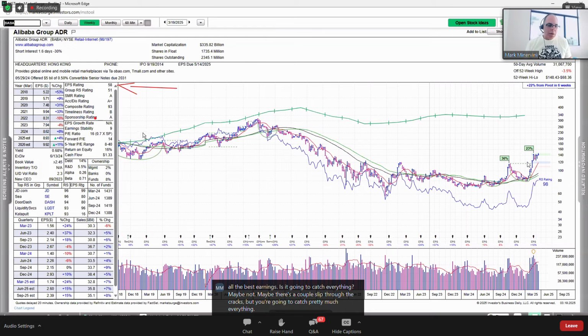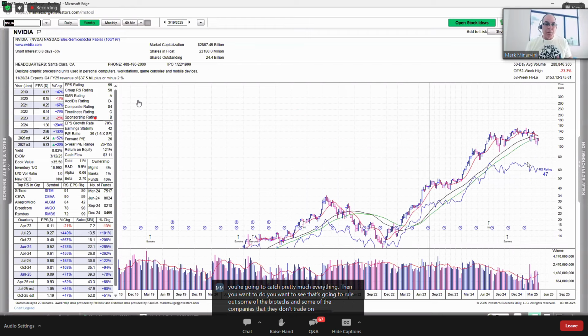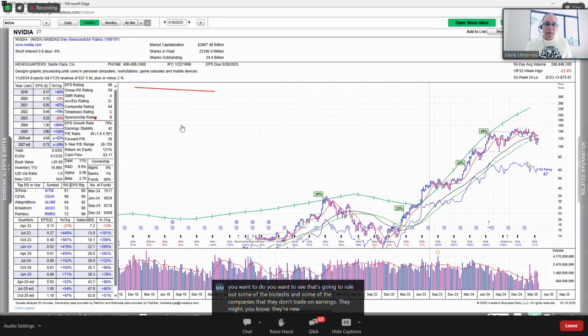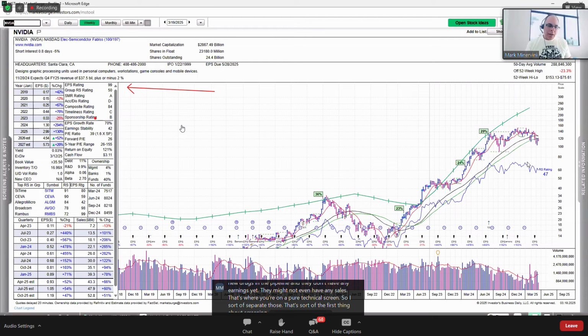Then that's going to rule out some of the biotechs and some of the companies that don't trade on earnings. They might have new drugs in the pipeline and not have any earnings yet. They might not even have any sales. That's where you're on a pure technical screen. So I sort of separate those. That's the first thing about screening that you have to understand: not too many variables, and separate the technicals from the fundamentals.